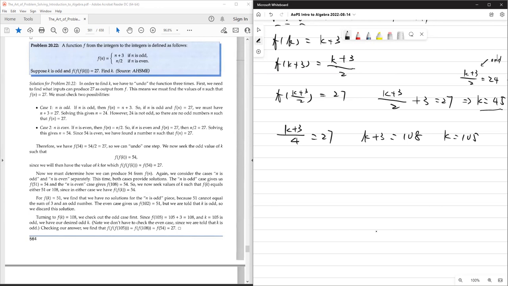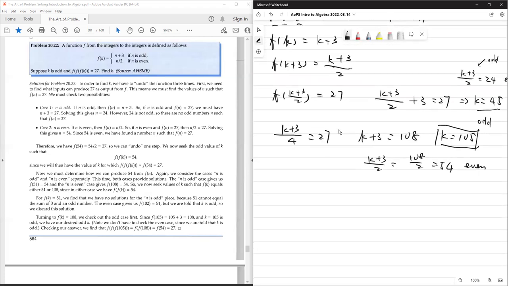So k is 105, it's odd. This is our solution. And for k + 3, (k + 3)/2 has to be even: 108 divided by 2 is 54, which is even. So both conditions are met. This is how I would solve it.